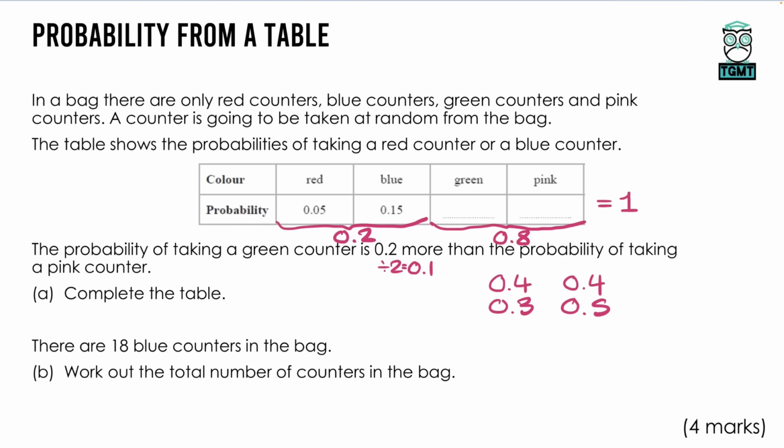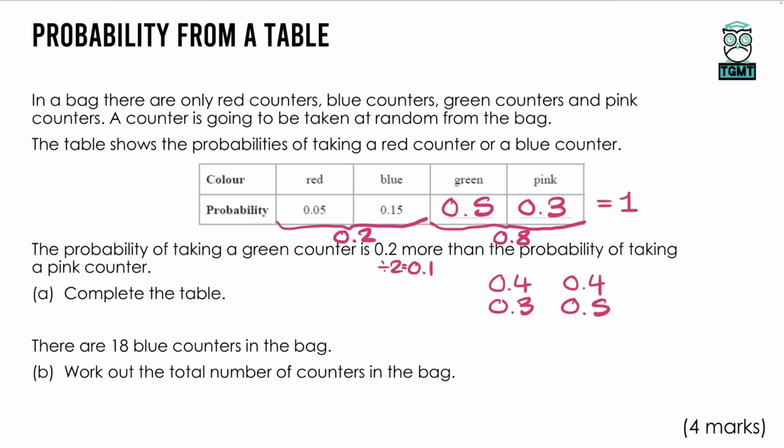You could just spend a bit of time working that out. It wouldn't take you too long to get those, they're not the most awful numbers. So just make sure we put them in the right place. It says the probability of taking green is 0.2 more than pink. So green is our 0.5 and pink is our 0.3.